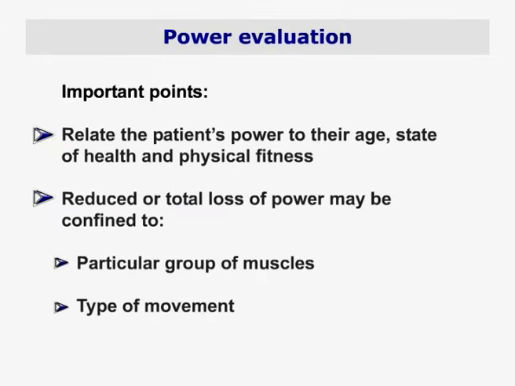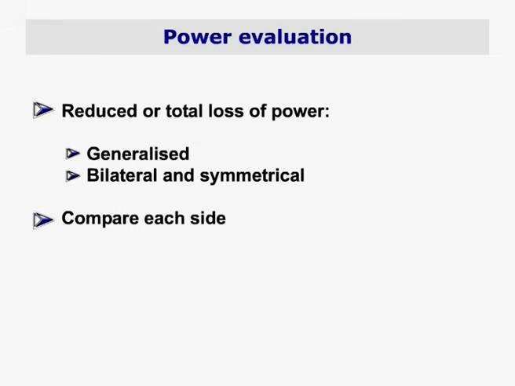Now assessment of power. Before proceeding, here are some important points. Relate the patient's power to their age, state of health, and physical fitness. Reduced or total loss of power may be confined to a particular group of muscles or to a type of movement. Reduced or total loss of power may also be generalized, affecting more than one area. It may be bilateral and symmetrical.